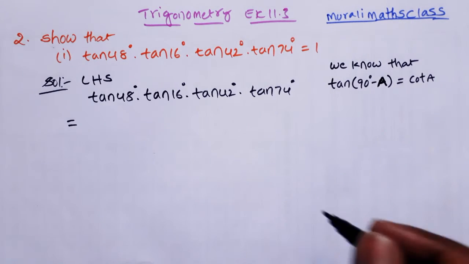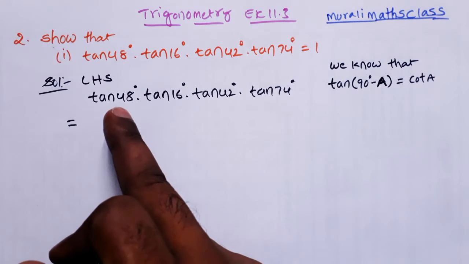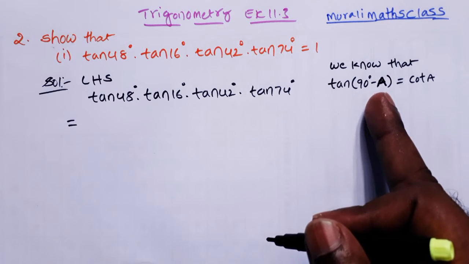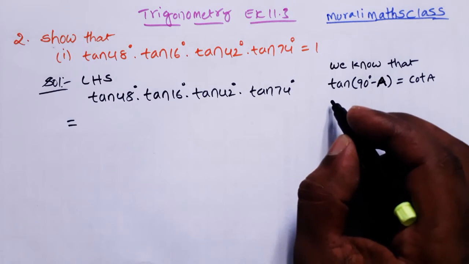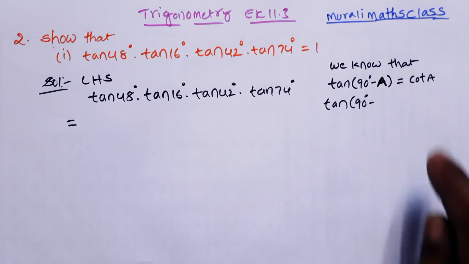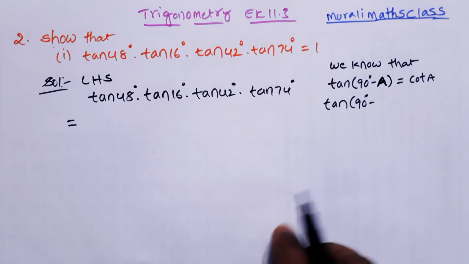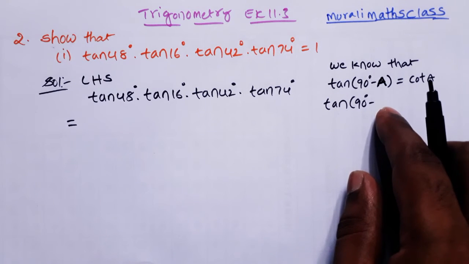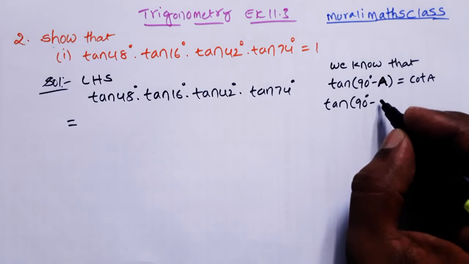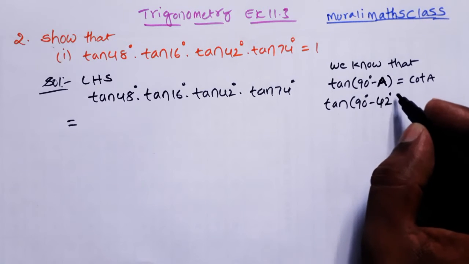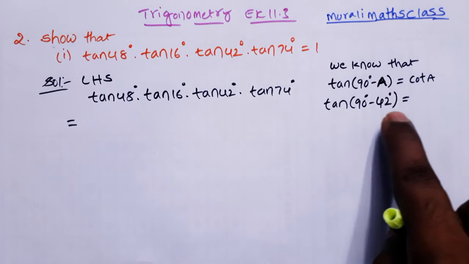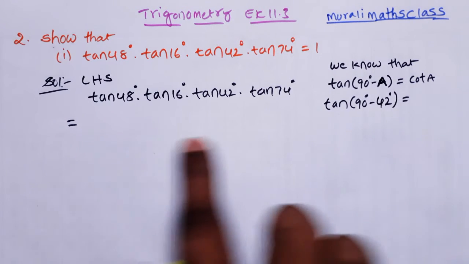Now tan 48 we have to get. So A answer, how much we have to substitute to get the 48? We have to think that one. So tan 90 degrees minus A, 90 minus that angle we have to get 48. So I am going to take A angle as 42 degrees. Why I am taking 42 degrees? 90 minus 42, 48 degrees we will get.